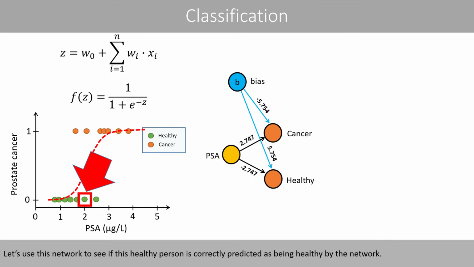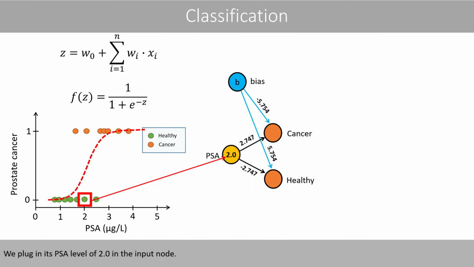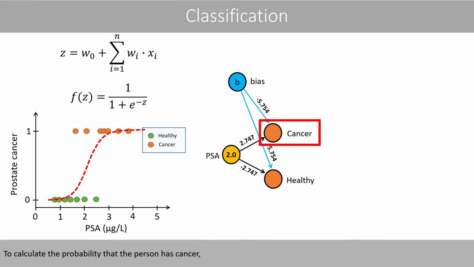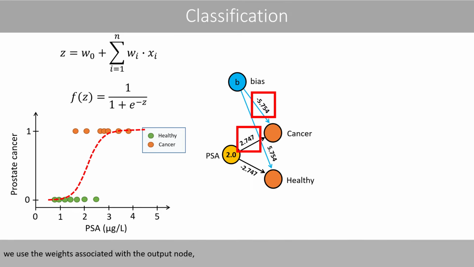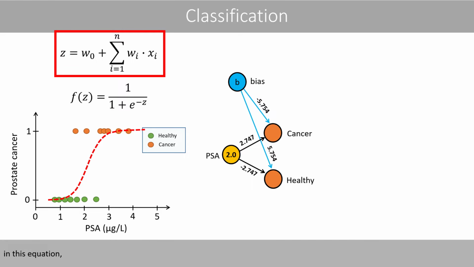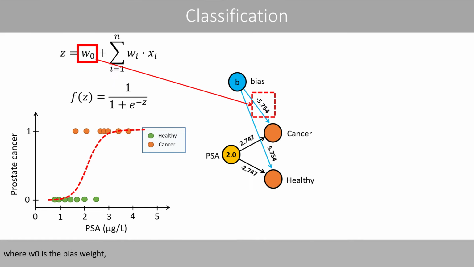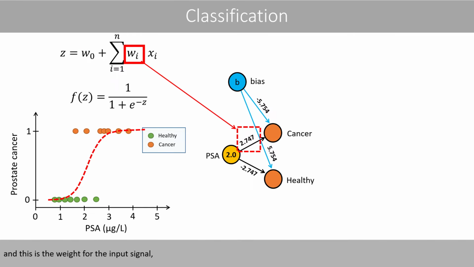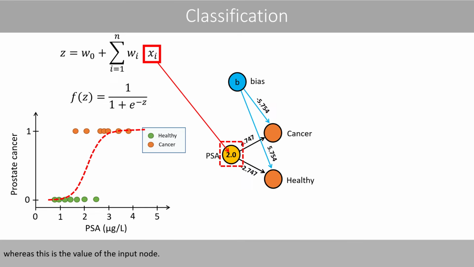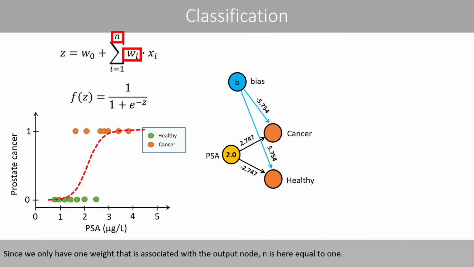Let's use this network to see if this healthy person is correctly predicted as being healthy by the network. We plug in its PSA level of 2.0 in the input node. To calculate the probability that the person has cancer, we use the weights associated with the output node in this equation, where W0 is the bias weight, and this is the weight for the input signal, whereas this is the value of the input node. Since we only have one weight that is associated with the output node, N is here equal to 1.